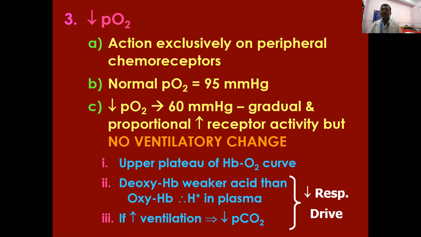The following three changes will happen during this mechanism. Number one is the upper plateau of the hemoglobin oxygen curve, and deoxyhemoglobin is a weaker acid than oxyhemoglobin. Therefore, the hydrogen ion in the plasma increases, and if increased ventilation decreases the partial pressure of carbon dioxide, it leads to decreased respiratory drive.